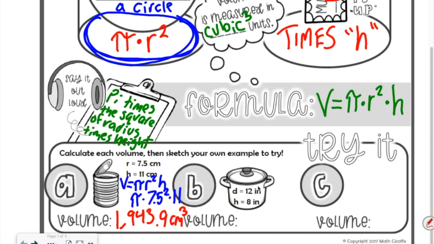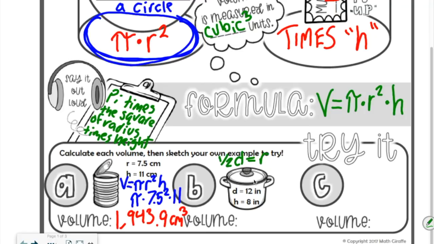And in order to get just the radius, we need to say diameter, and we're going to take half of it. Half of the diameter is your radius, okay? So anytime they give you the diameter, you have to divide that in half, okay? Let's go ahead and plug it into our equation, pi r squared times height.